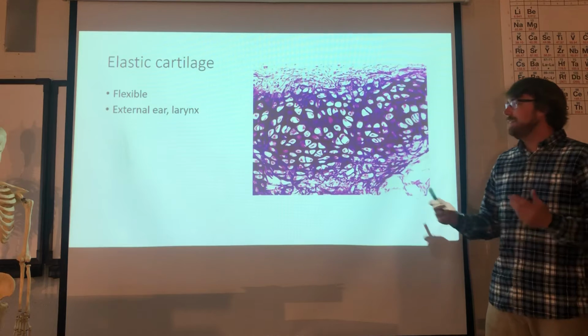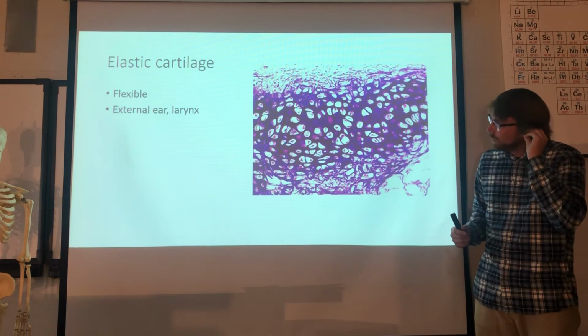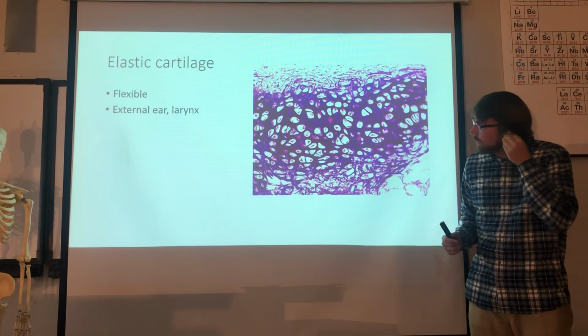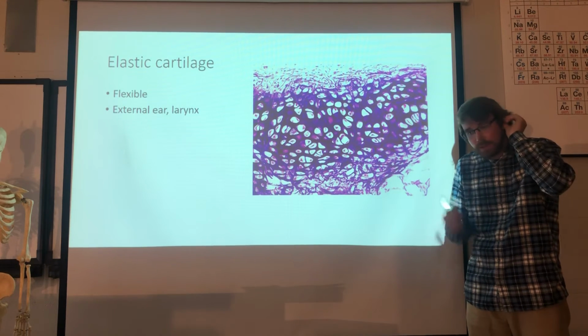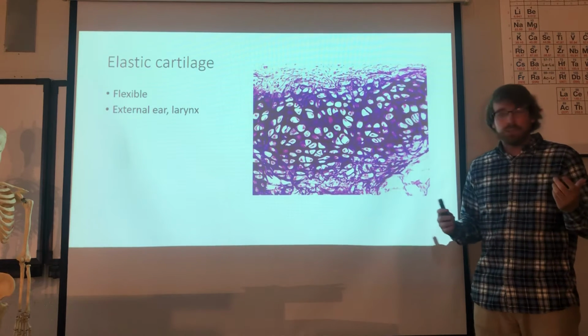Next, we have elastic cartilage. Elastic cartilage is more flexible. We have this in your external ears, so my external ear is far more flexible than the tip of my nose. We also have this in your larynx.